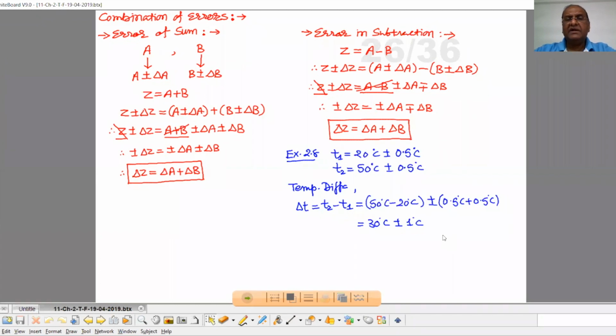temperature. But if we take the summation or subtraction of the quantities, then their absolute errors will always be summed up. So for these absolute errors, we have to take the summation: plus or minus 0.5 degrees Celsius plus 0.5 degrees Celsius. So resultantly we get 30 degrees Celsius plus or minus 1 degree Celsius. That is your final answer.